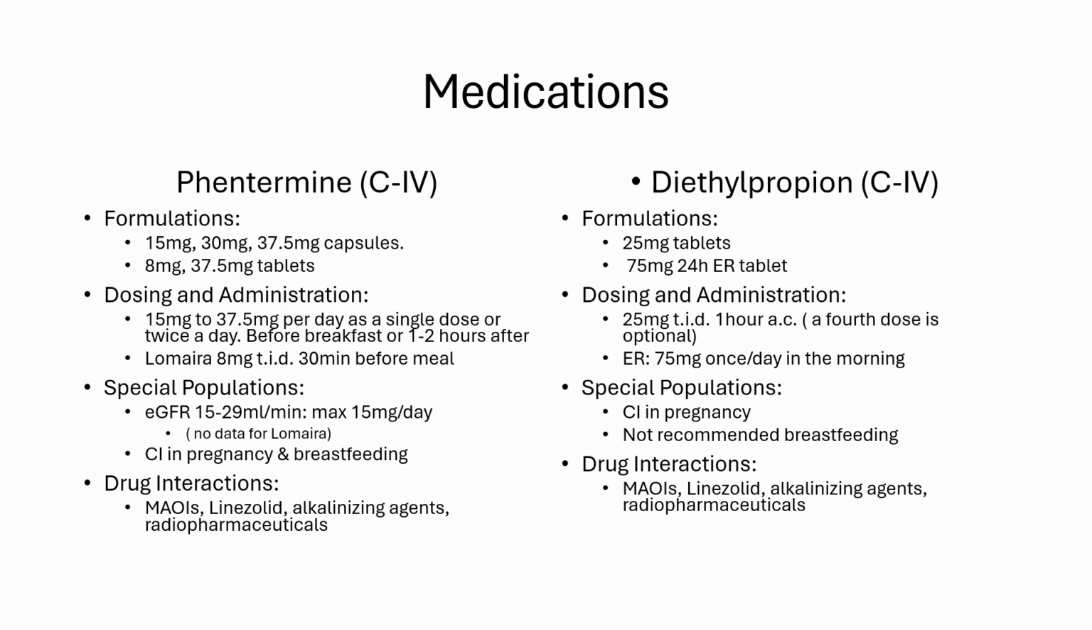Obviously, there are simply too many drug interactions for me to cover, so I'll focus on some of the ones that have the potential to cause complications for the patient. Phentermine is by far the most common medication within this class that is dispensed. Diethylpropion's dosing is 25 milligrams 3 times a day, 1 hour before a meal, with an optional evening 4th dose. It's also available in a 75 milligram extended release formulation for once-a-day dosing, and just like phentermine, its drug interactions include monoamine oxidase inhibitors, linezolid, alkalinizing agents, and radiopharmaceuticals.